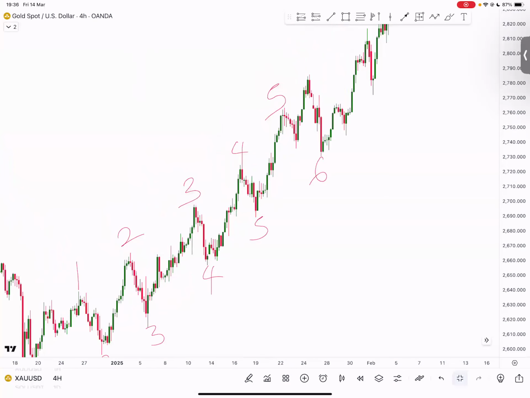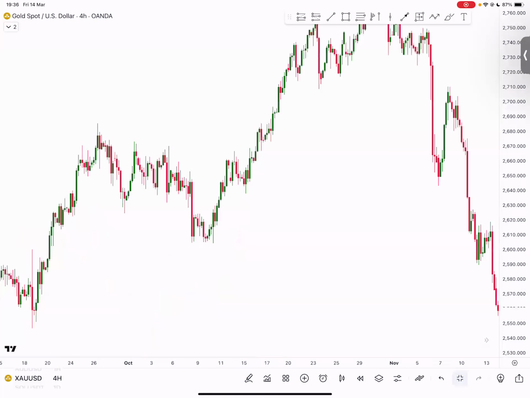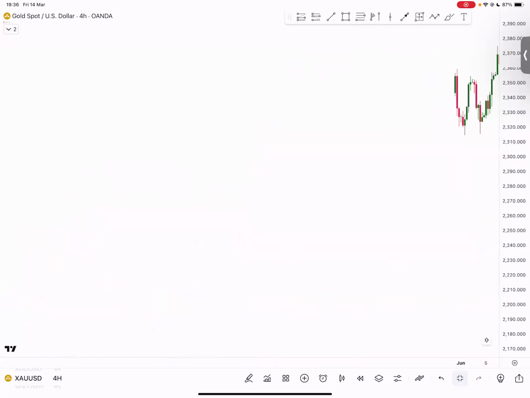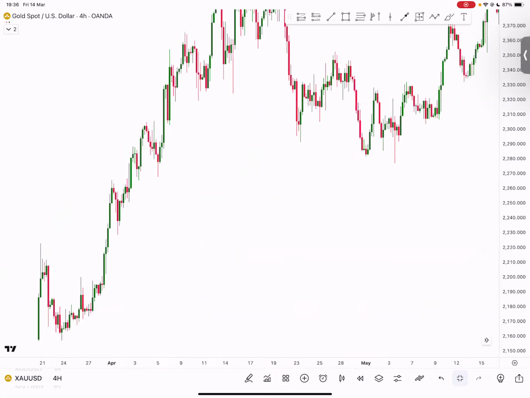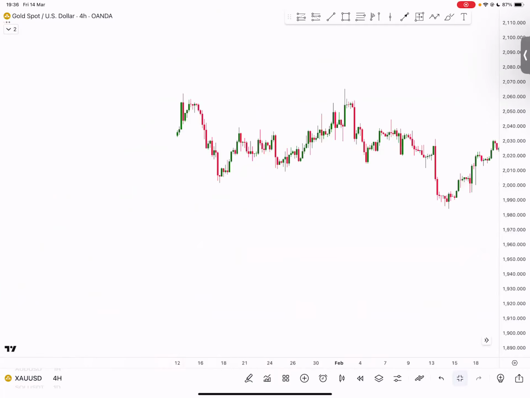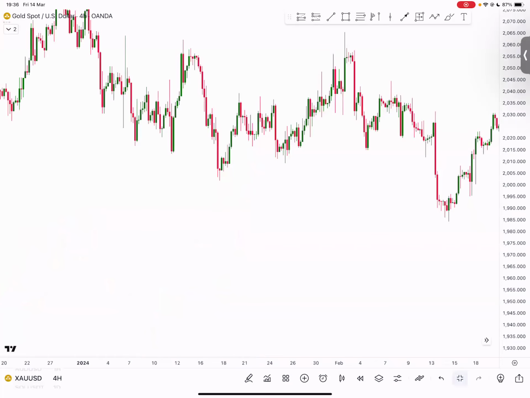The same thing applies for the downtrend. Let me look for a downtrend movement in gold, because it has been buying for a long while now. Let's look for when price was in a downtrend, right? Okay, I have something here now.